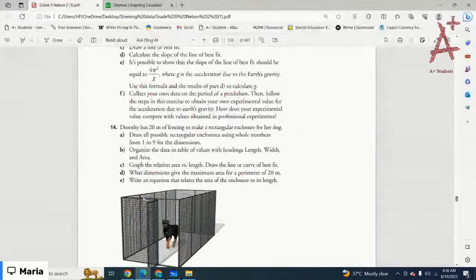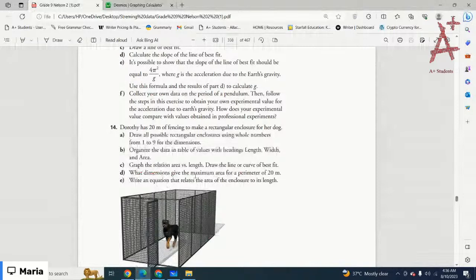Okay, the next one is graph the relation area versus length. Then the D part is what dimensions give the maximum area for a perimeter of 20 meters. So the point with the largest y value is the point where the area is 25 square meters, right? This means that for a perimeter of 20 meters, the largest possible area is 25 square meters when the length and width are both 5 and form a square, right?